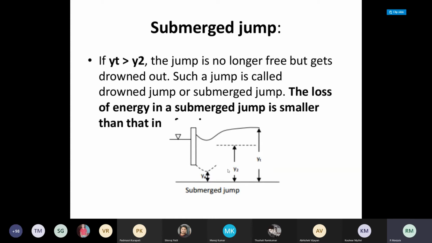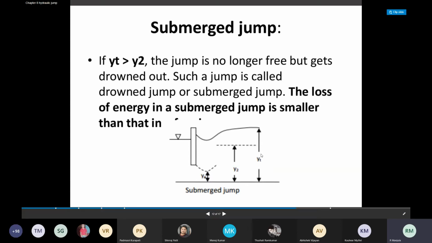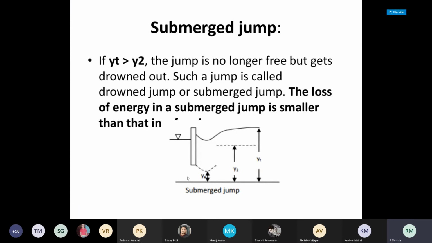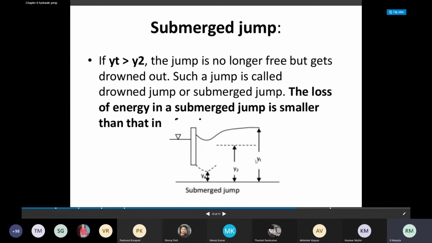And there is another jump called a submerged jump, when YT, the tailwater depth, is no longer free but gets drowned out. This type of jump is called a submerged jump. The loss of energy in the submerged jump is smaller than that in the rippled jump. It is called a submerged jump because YT is greater than Y2. Y2 is the alternate depth, but YT is your tailwater depth. So in this case, YT is higher than your Y2, and then this is called a submerged jump.